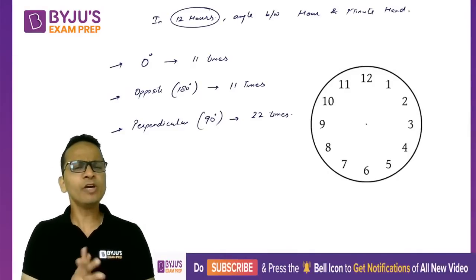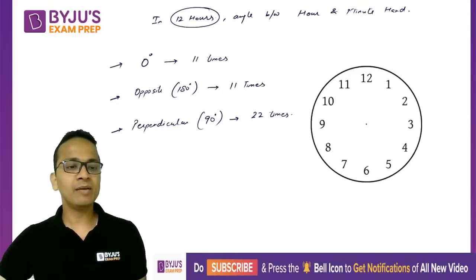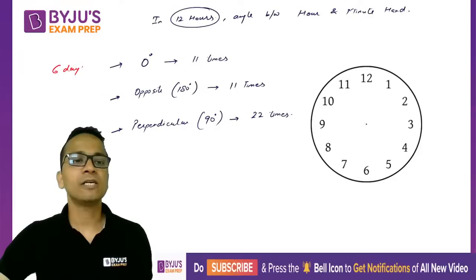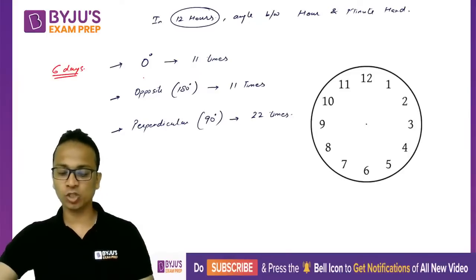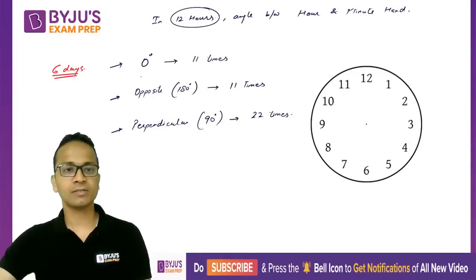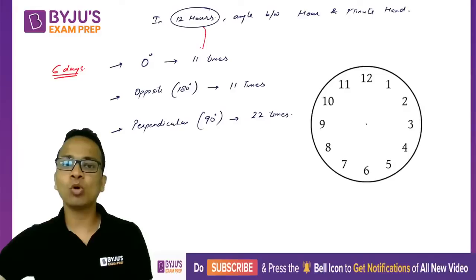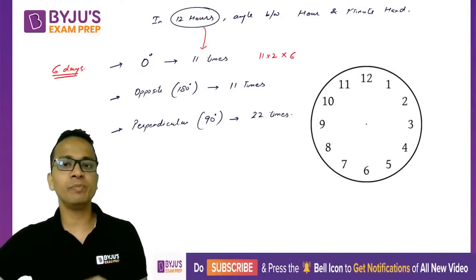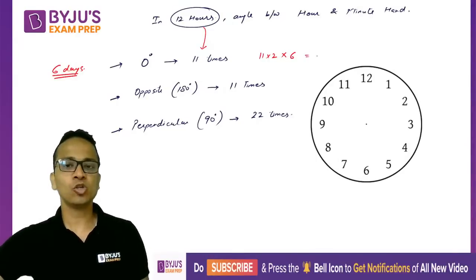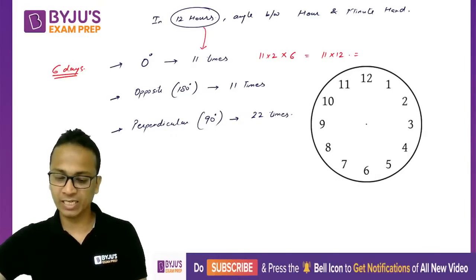Okay. Now, if you are asked in multiples of 12 hours, like if I ask you how many times these angles will be made in 6 days. So in 6 days, the 0 degree angle will be made how many times? Yes, go ahead and write it. So in 6 days, how many times do we have an angle of 0 degrees? So in 12 hours, it was 11 times. So in one day, it will be 11 into 2. And in 6 days, it will be further multiplied by 6. Okay. So it will be 11 multiplied by 12. And that will be the answer.